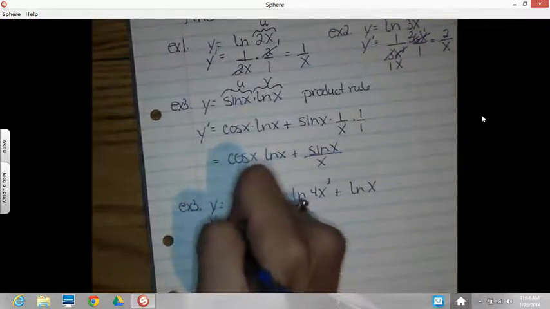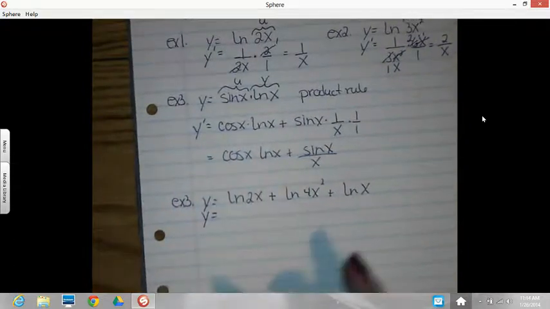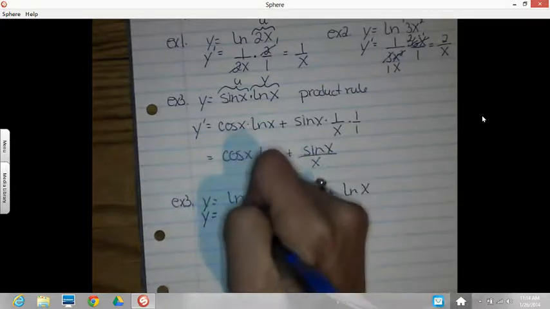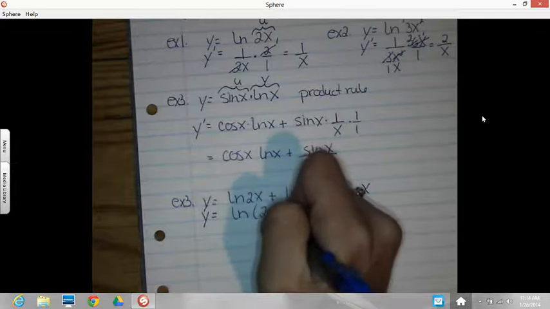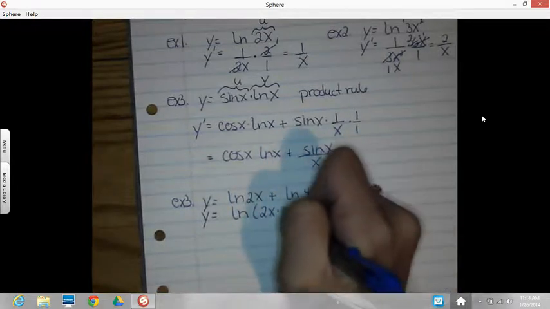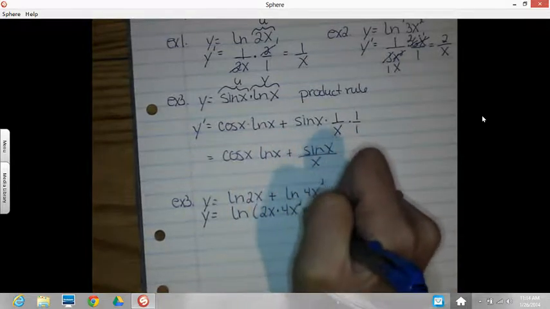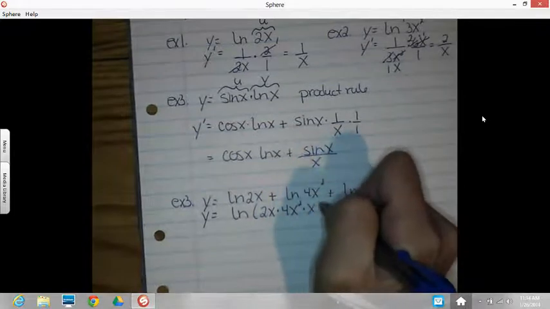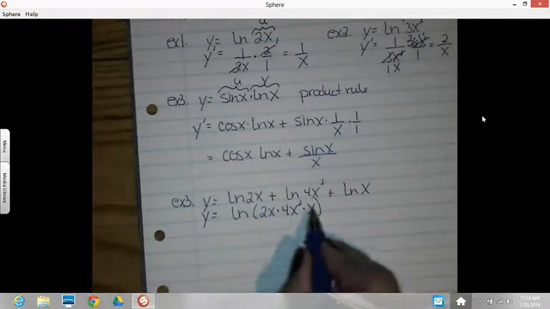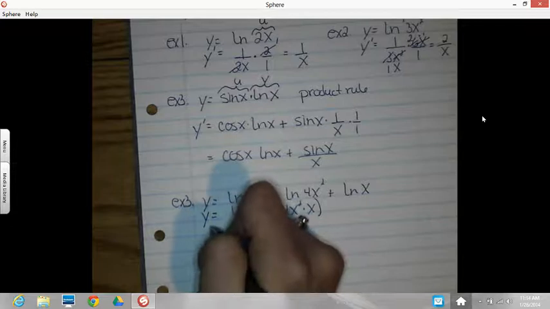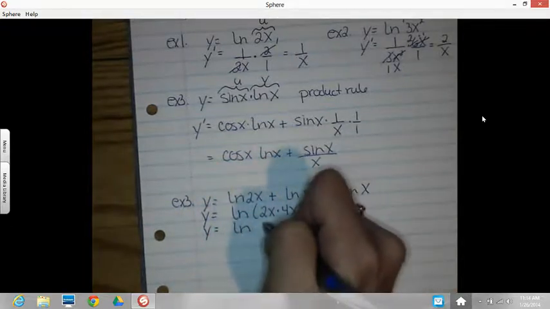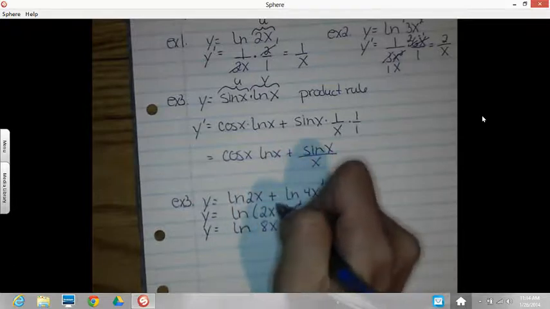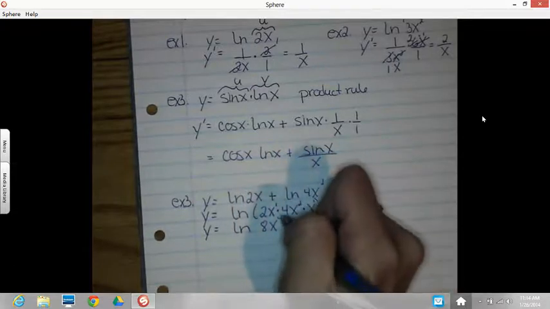So, this is not y prime. I'm not doing derivative yet. I'm just going to simplify what I've got. So I've got the log of 2x times 4x squared times x. I'm going to simplify this now that they're all together in parentheses, so this is still y. So this becomes 8x, adding exponents, that'll be x to the 4th.